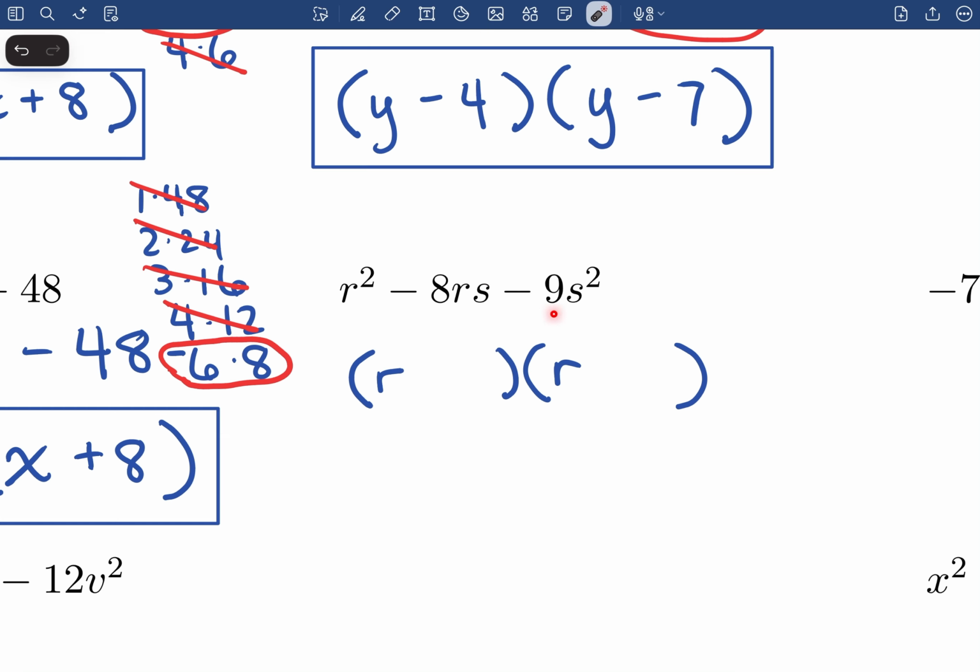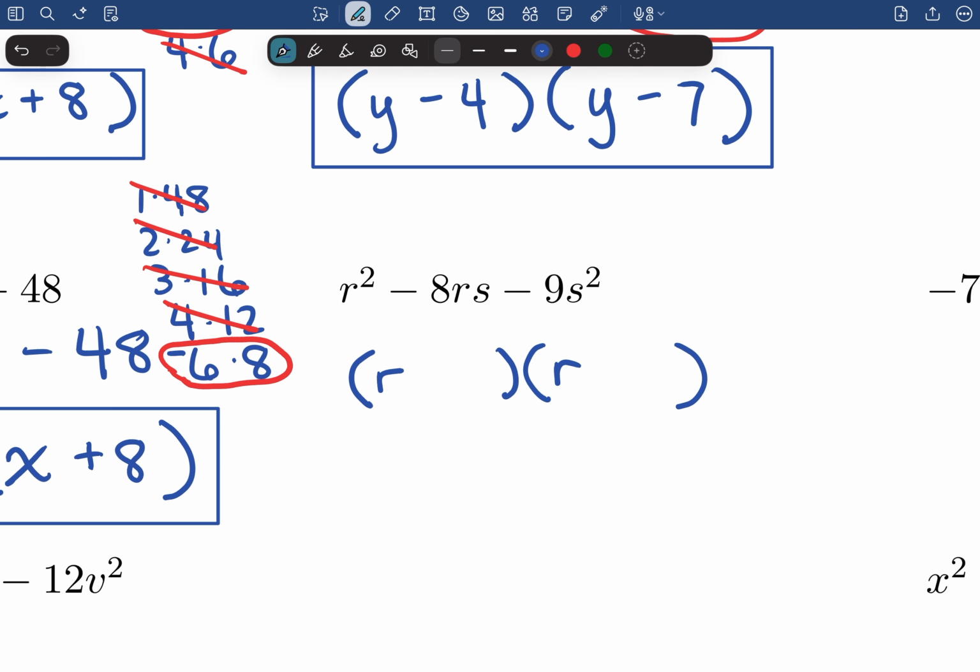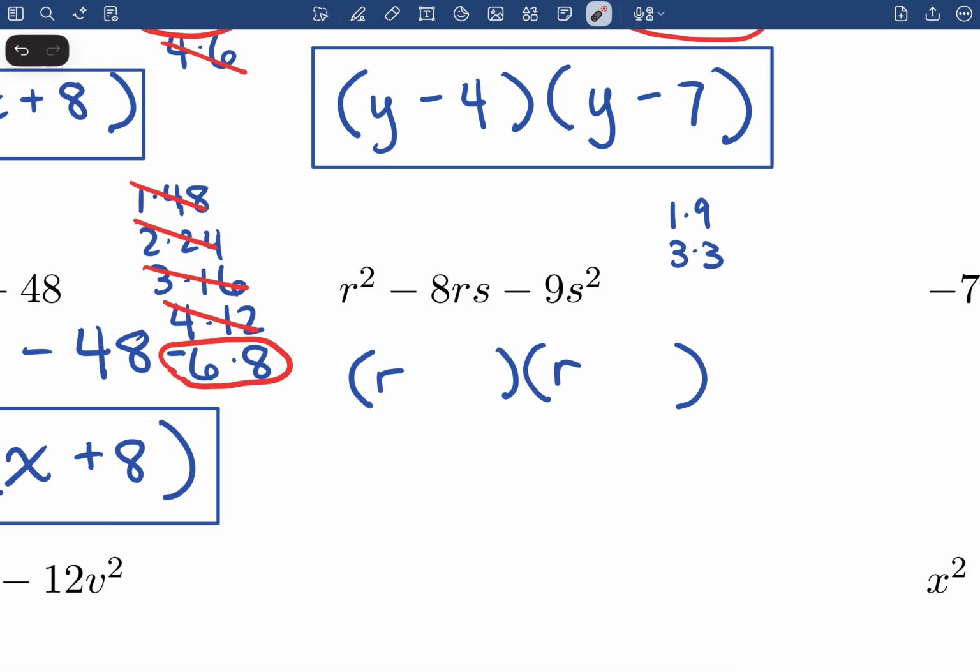Well, let's ignore the variable s for a second and just focus on the numerical values. Imagine if this negative 9 was a constant. So let's find all the factors of 9. I have 1 times 9, and I have 3 times 3. These are all of the factors of 9. And then I ask, does one of these sets of factors sum together to make negative 8? Can 1 and 9 make negative 8? Can 3 and 3 make negative 8?